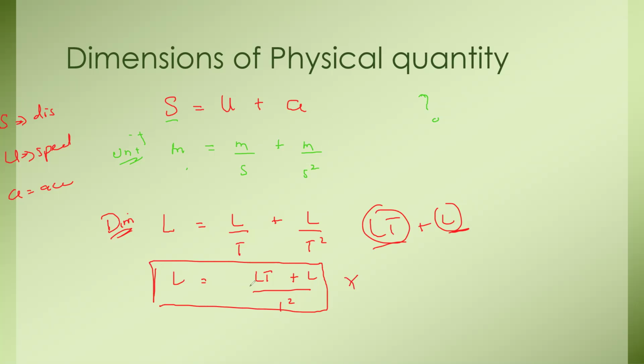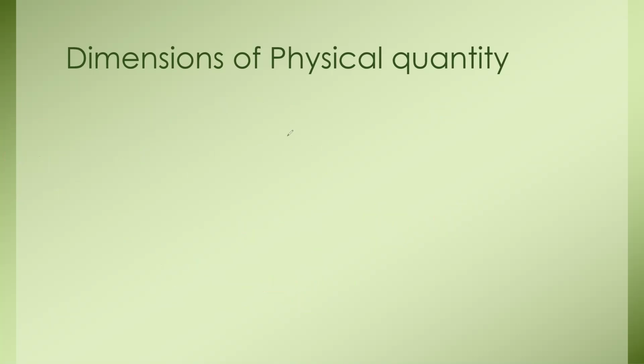So if you find different dimensions, that also means that it is not correct. So whenever you want to check whether the equation is dimensionally correct or incorrect, you first write the units and then you write the dimension.